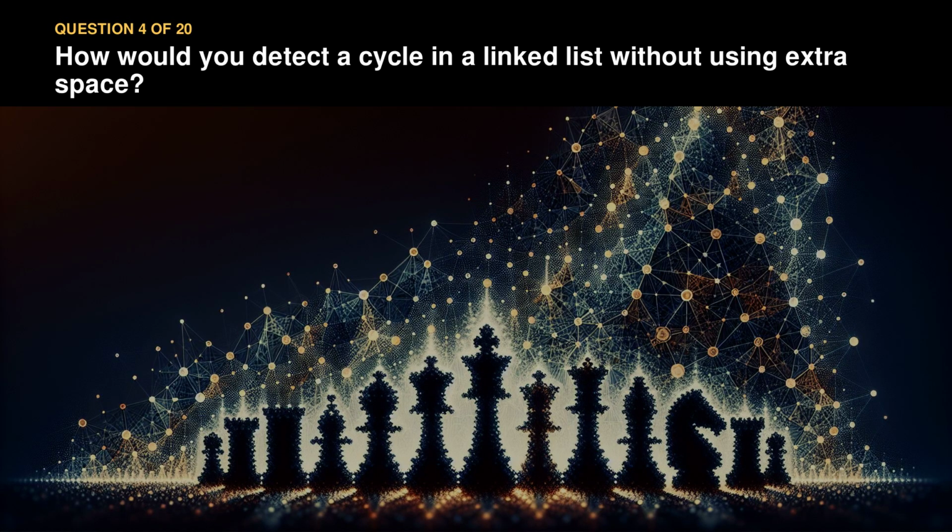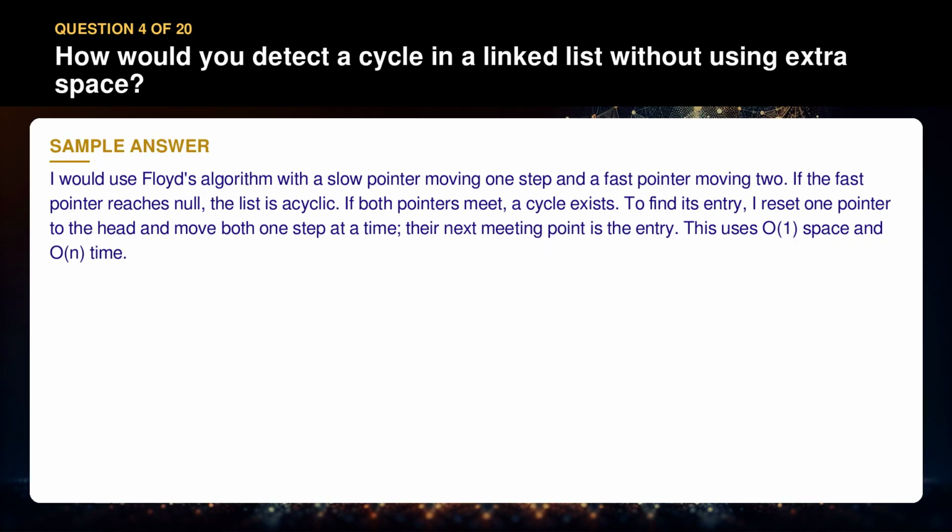Question 4. How would you detect a cycle in a linked list without using extra space? I would use Floyd's algorithm with a slow pointer moving 1 step and a fast pointer moving 2. If the fast pointer reaches null, the list is acyclic. If both pointers meet, a cycle exists. To find its entry, I reset one pointer to the head and move both 1 step at a time. Their next meeting point is the entry. This uses O(1) space and O(N) time.